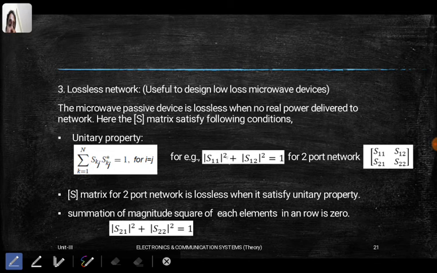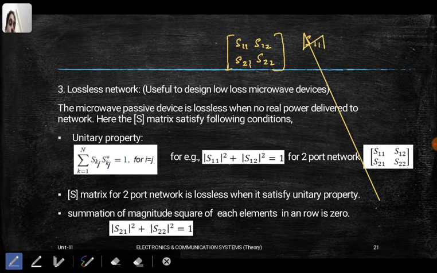Okay, so if we take a two-port network, this is S11, S12, and this is S21, S22. Take any element from the first row: S11, take a magnitude, square it. Take the second element, take its magnitude and square it. If the sum equals 1, then this is a lossless network. It is very important and useful.